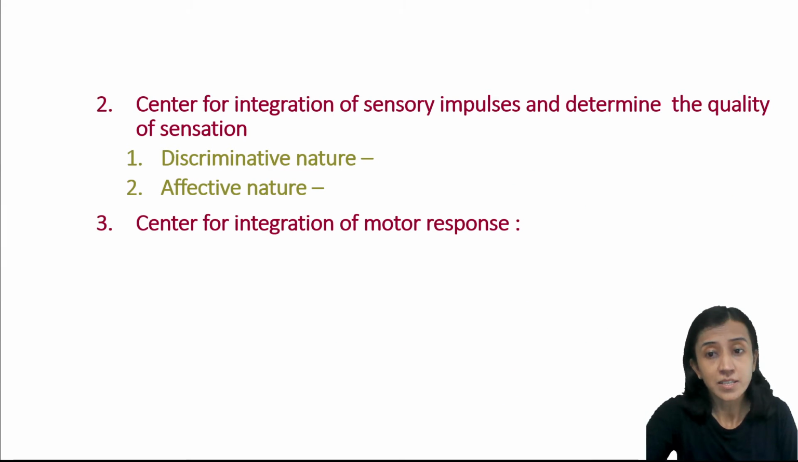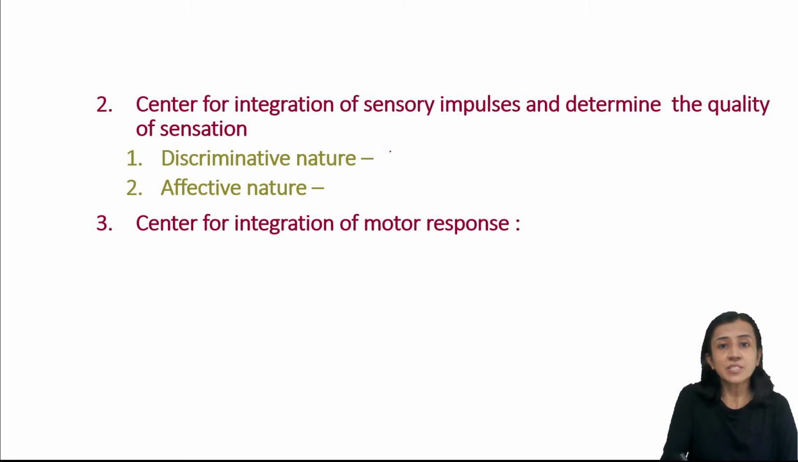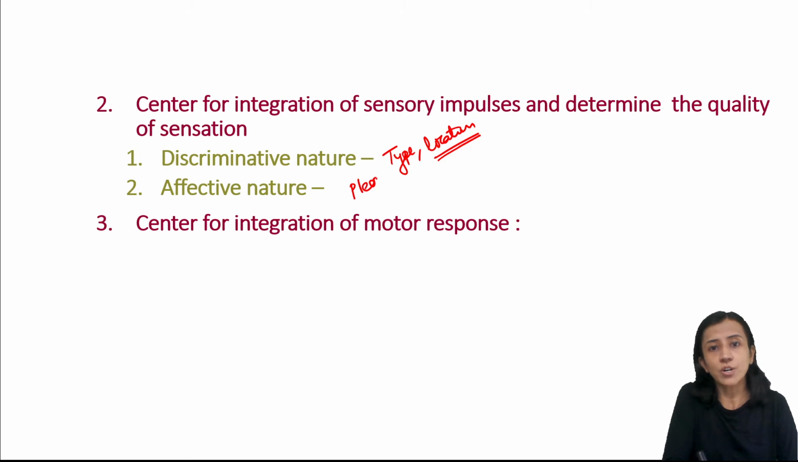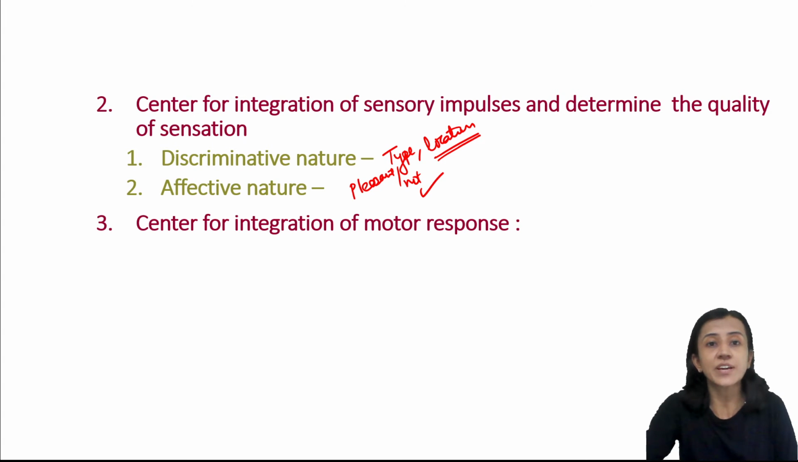Second, thalamus is a center for the integration of sensory impulses, and not only does it integrate but it determines the quality of the sensation, meaning which type of sensation it is. That is discrimination: which type of sensation, where it comes from, meaning location, and other details of the sensation, as well as the affective nature, meaning whether the sensation is pleasant or not. That is also decided by thalamus. This function is known as processing of sensory information. So thalamus is considered the functional gateway of the cerebral cortex.